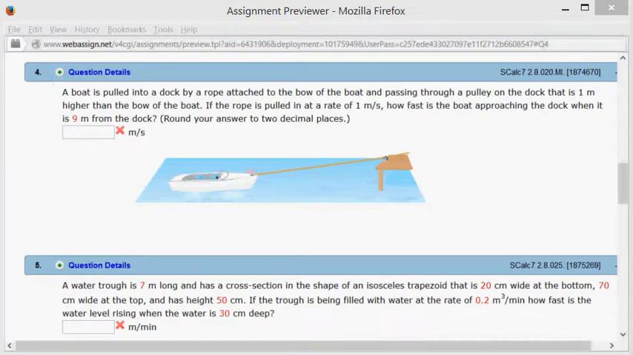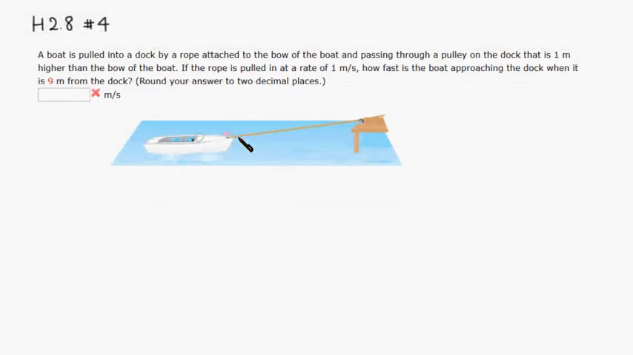Alright, let's look at homework 2.8, problem number 4. A boat is pulled into a dock by a rope attached to the bow of the boat, passing through a pulley, which is 1 meter higher than the bow of the boat. So I'm going to draw.